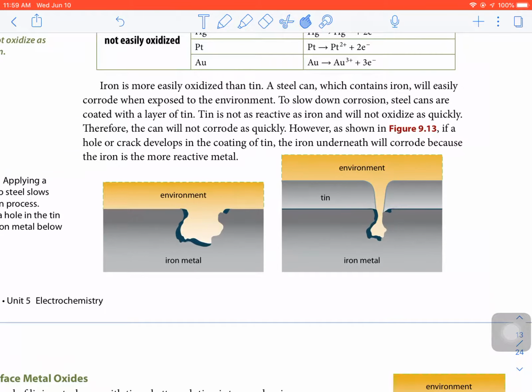Okay, so here's the iron that's in the can, and I'm going to take a layer of tin now and put it across the surface of the steel. But again, if I get a crack in that tin, then the contents can now get inside and they start eating away at the metal and ultimately making the metal weaker and weaker.